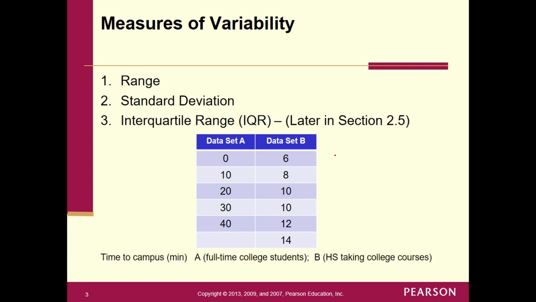We'll say that both of these are time to campus in terms of minutes. Data set A, we'll say, are full-time college students. You have students that live on campus, so if I asked 5 people in class, maybe one person would live on campus, and so they didn't have any time to get to campus today. Whereas you might have people driving 30, 40 minutes away. That's not that unreasonable. Whereas high school students generally have to go back between high school and college, so they're not going to be that far away from campus. That's what data set B represents.